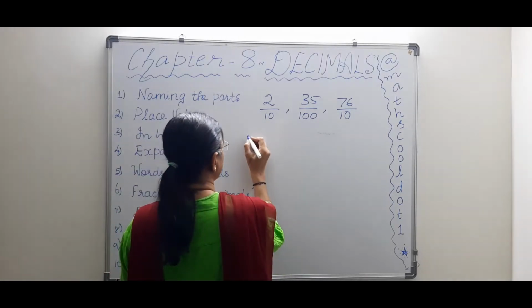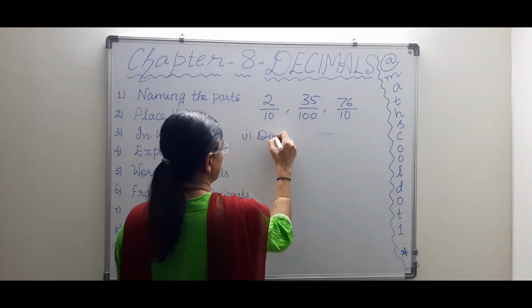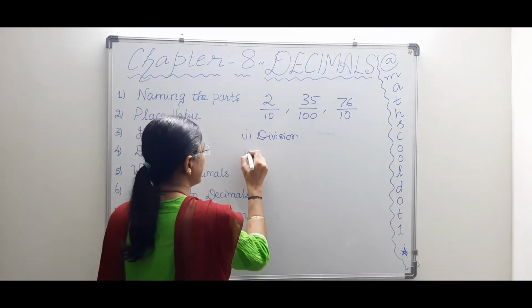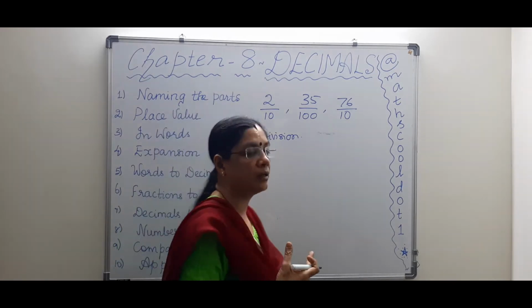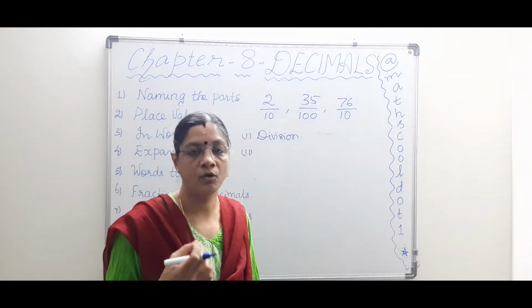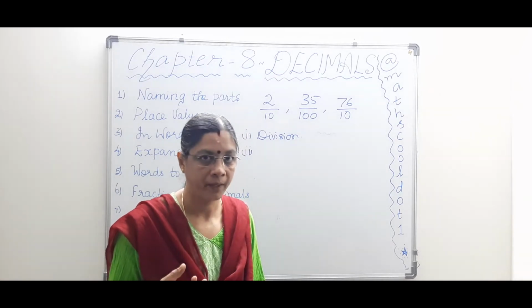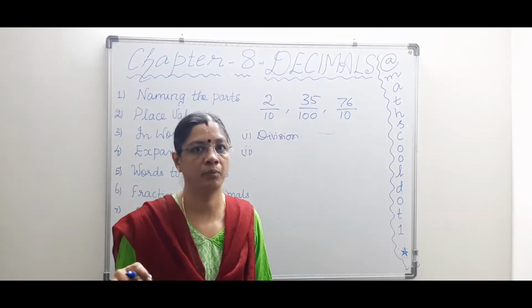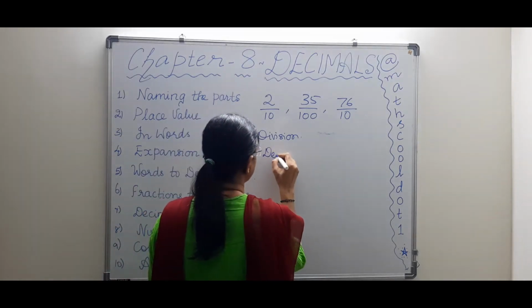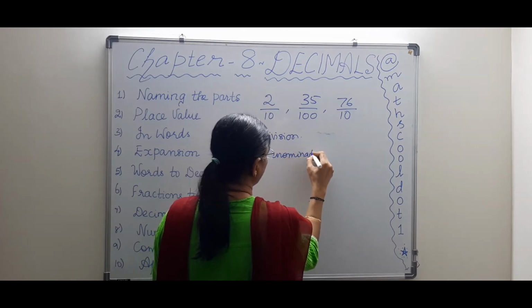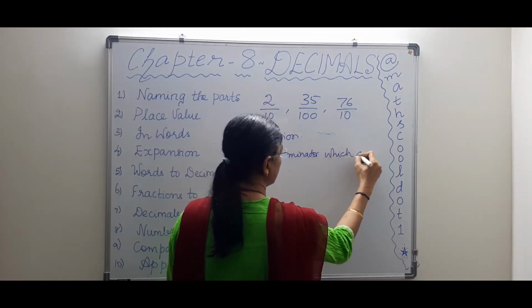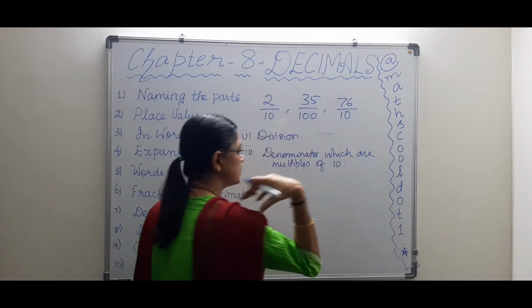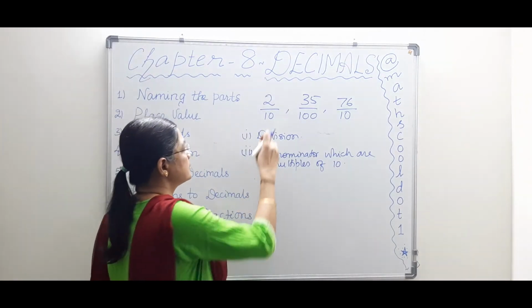Okay, so one thing is, the first one is by division method. First thing is division method, and the second method is seeing the denominator, which are multiples of tens. You just need to identify how many zeros are there, and then you need to keep the point. So depending upon the denominator, which are multiples of 10, we have two methods. Now we'll go to the first method, that is dividing.